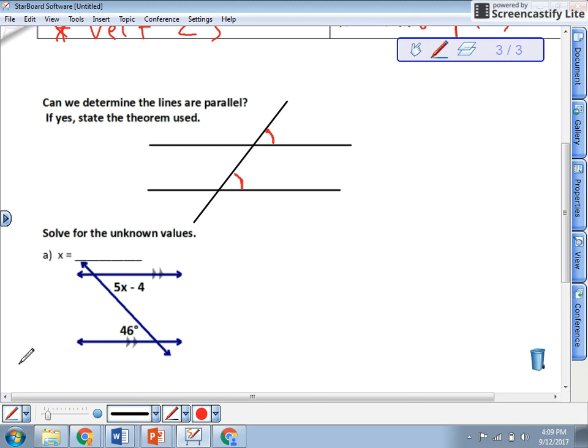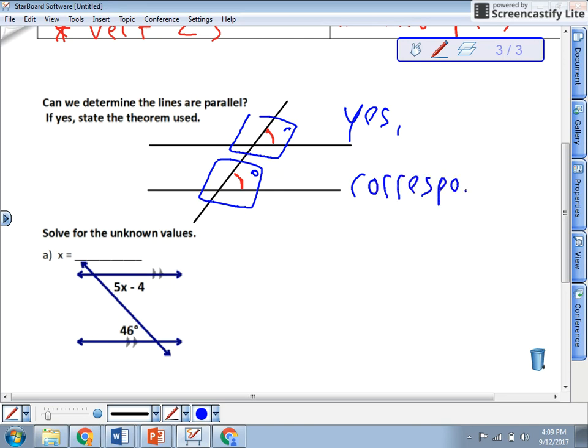Well, those angles are congruent. Do they have any special angle relationship? Well, if I put a box around it, you might see that both of those are in the same spot. So they're corresponding. So since they're congruent, we can say yes. All right, how come? Corresponding angles congruent. So that would be my reason. All right, those are problems that you will see in the homework.